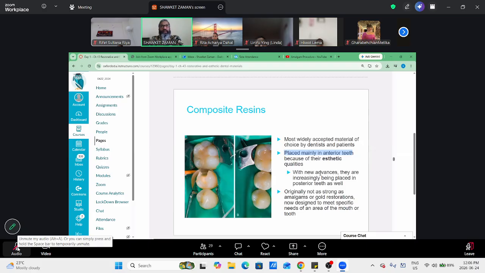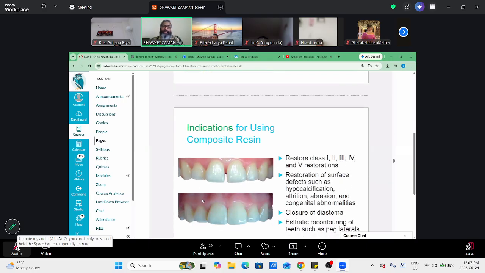But when you compare its mechanical strength or compressive strength, it is still lower than that of amalgam. Originally it is not as strong as amalgam or gold restorations. When you compare the masticatory stress and load bearing capability, that is still greater in the case of amalgam restorations. Now, what are the indications?